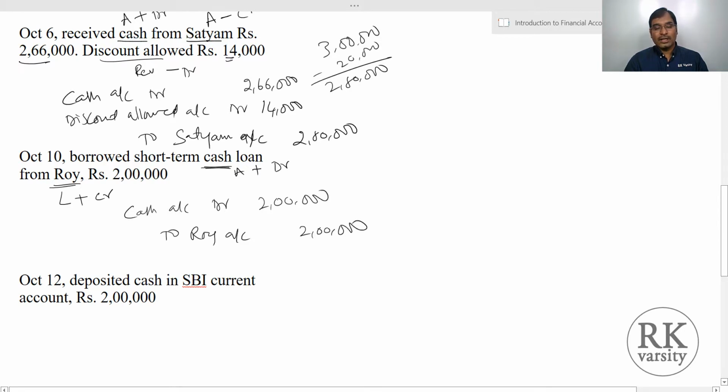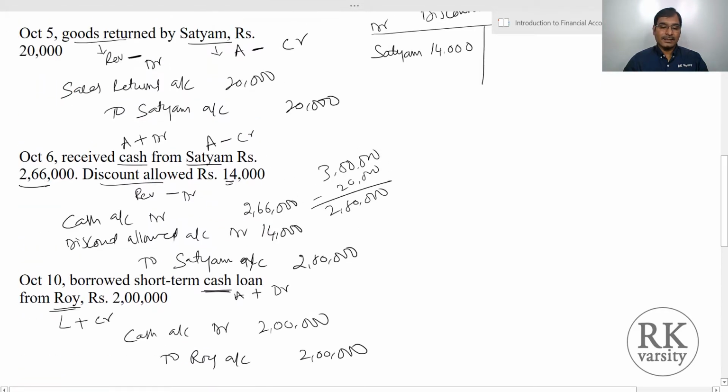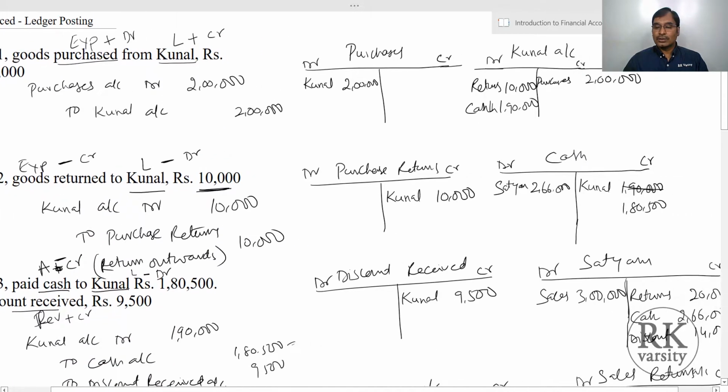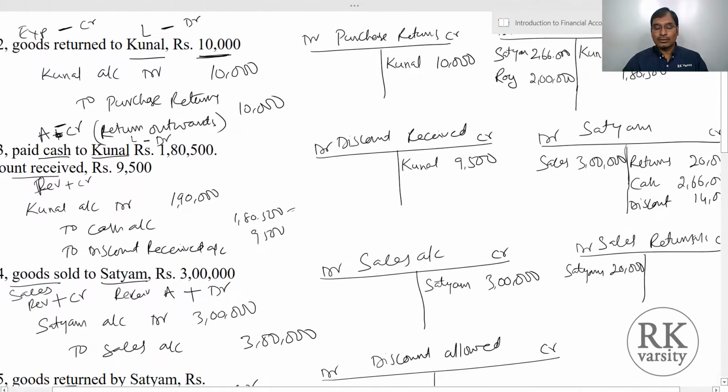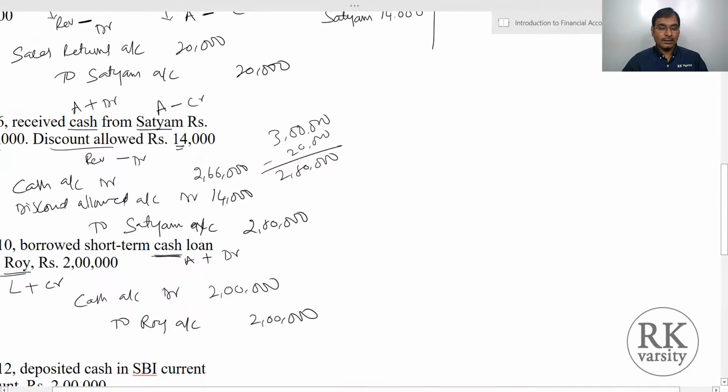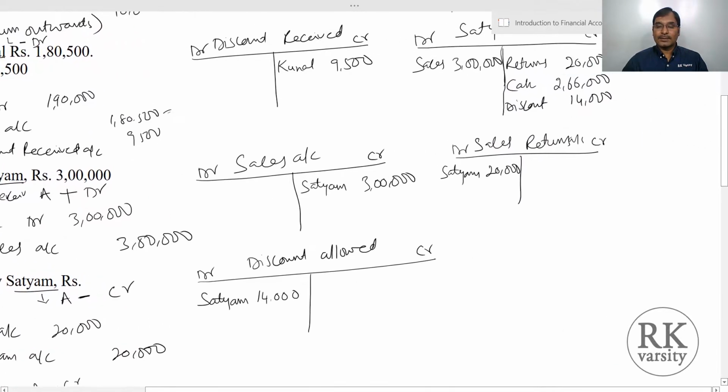Now already we have a cash account, which is increasing by 2 lakhs. So increase in cash is a debit. Where are you getting it from? You are getting it from Roy, and the amount is 2 lakhs. And you have to create a separate account for Roy. Roy account is a liability, and as there is an increase in a liability, we write it on the credit side, that is a short-term loan, and the amount is rupees 2 lakhs.